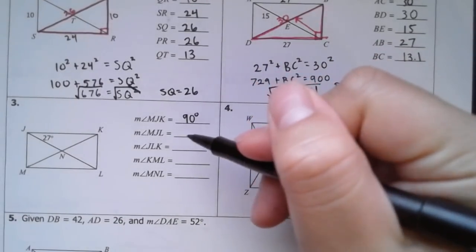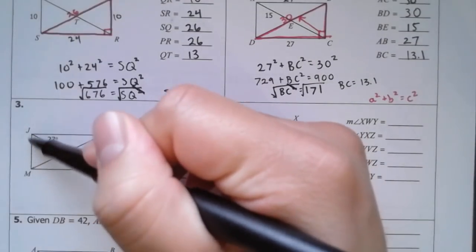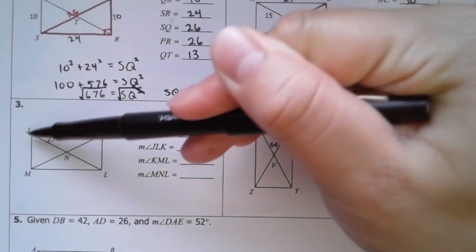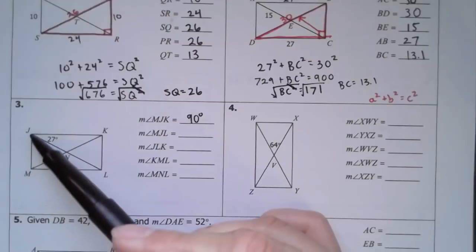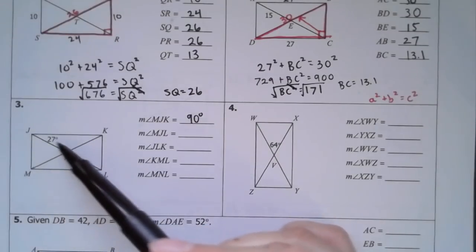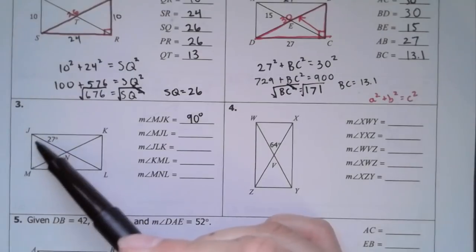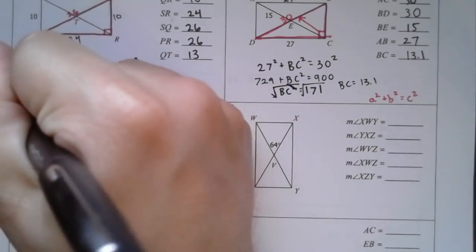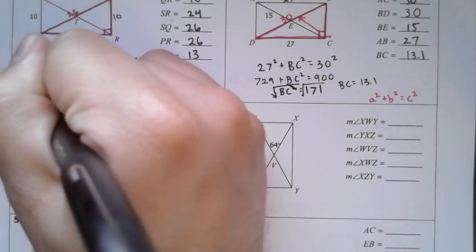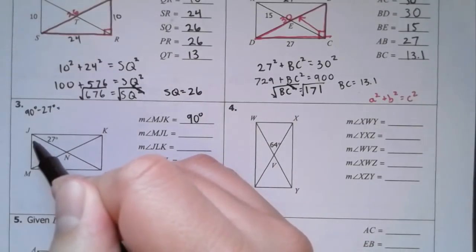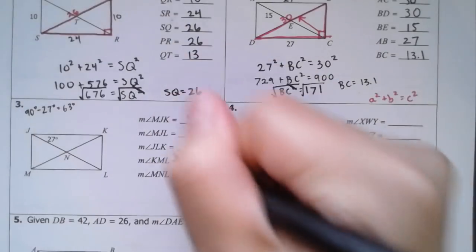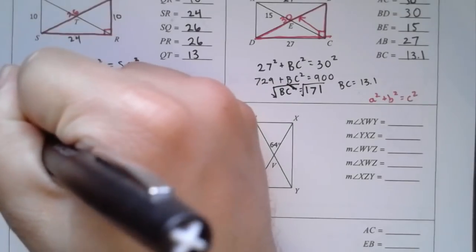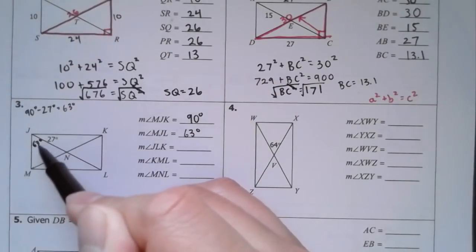Next one says MJL. MJL is M, J, and then L. I know part of this entire right angle being 90 degrees is 27. MJK is 27 degrees, plus this unknown here, they need to equal 90 degrees. So 90 degrees minus 27 degrees gives me this angle here, and I get 63 degrees. That's MJL. So this one is 63 degrees. And again, you check your work because they need to add up to 90.